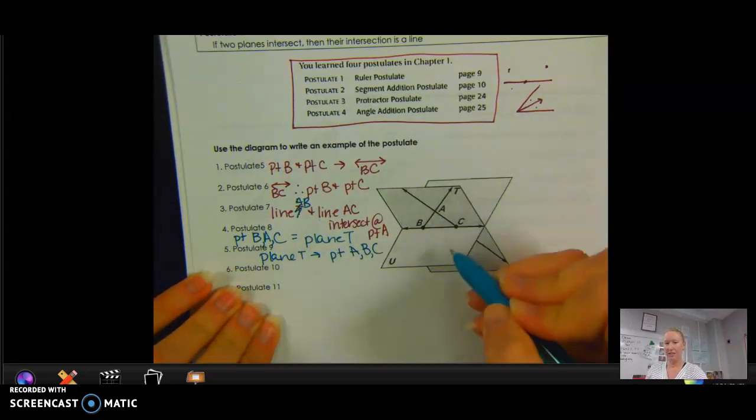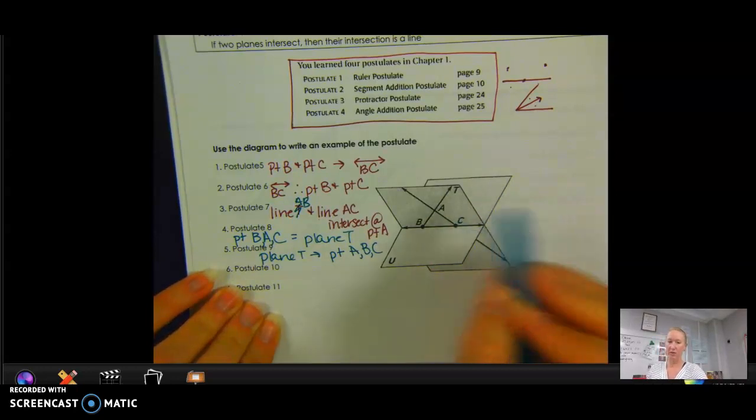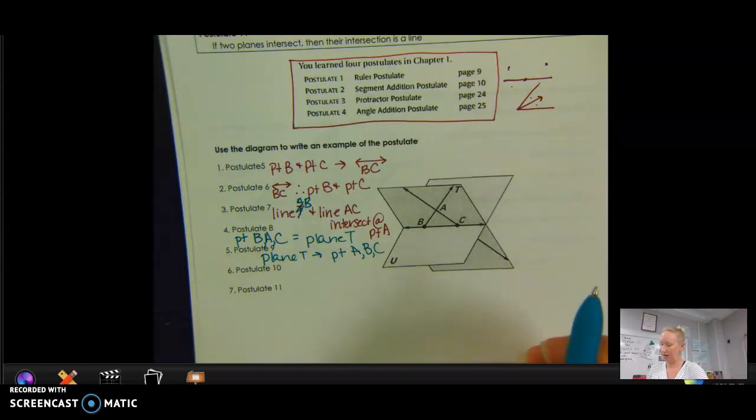Guys, if I look at plane U, B and C are on U, but A is not on U, and we don't have a third point, so I could not use plane U on that.